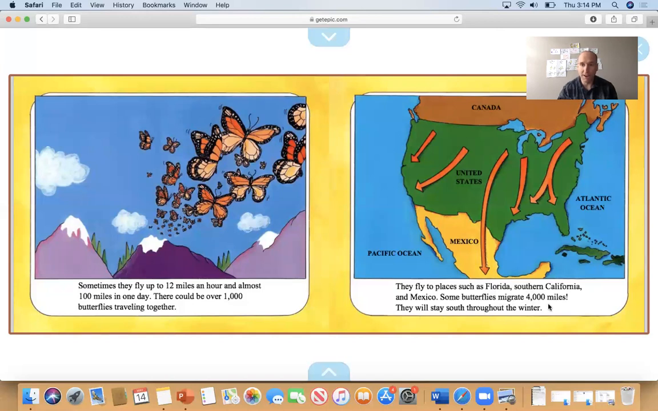Some butterflies migrate 4,000 miles. They will stay south throughout the winter. So these arrows show where the butterflies are migrating from. They start up north, right around us here, and then they go down south. Some fly all the way down into Mexico.